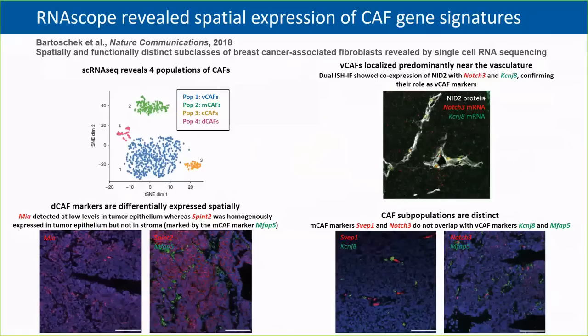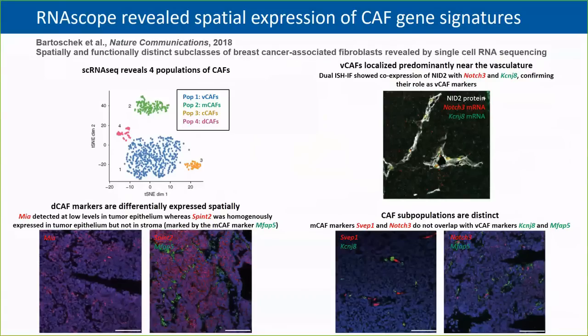There's VCAFs, which are the vascular gene signature, MCAFs, which are the extracellular matrix gene signature, CCAFs, which are the cell cycle gene signature, and DCAFs, which are the developmental gene signature. Each of these subpopulations was discriminated by different gene expression programs representing different functionality and unique spatial location within the tumor, as identified by the RNAscope assay here.